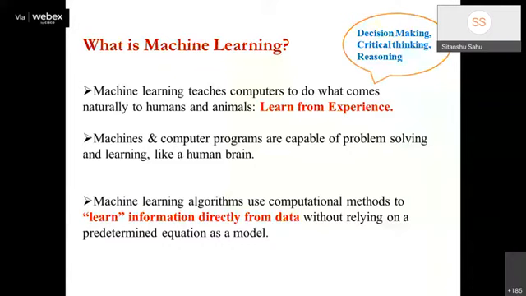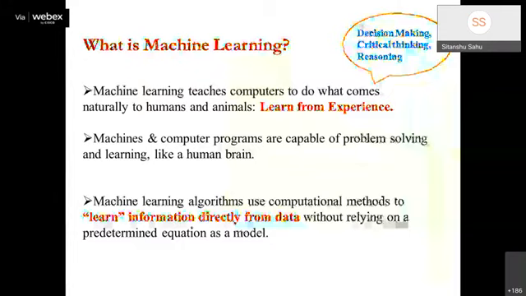Machine learning algorithms are computational methods that learn from the information directly without relying on a predetermined model. If you have the data and we have experienced something beforehand, then from that experience we learn, and once we learn, when a similar kind of task is presented, we take the decision in the right manner. That's machine learning.